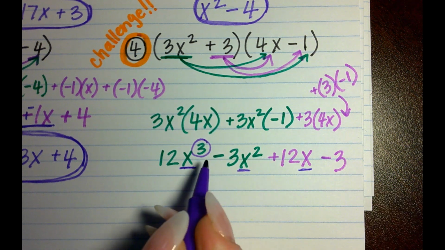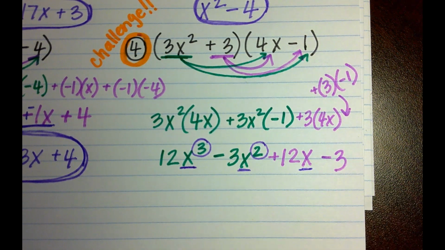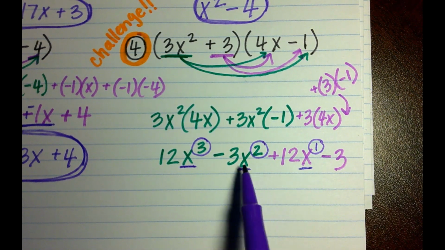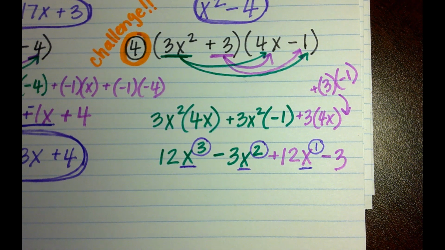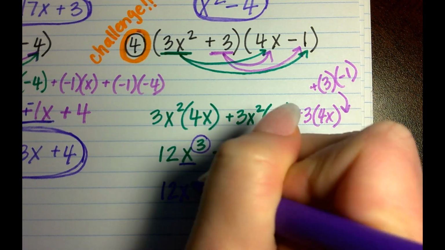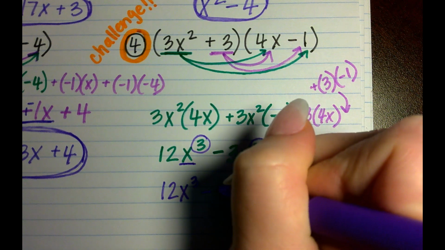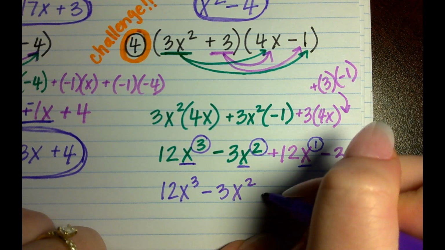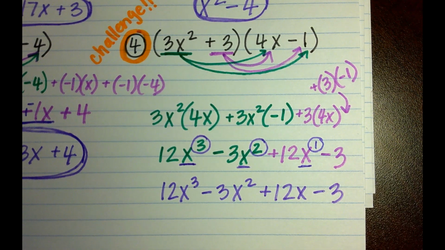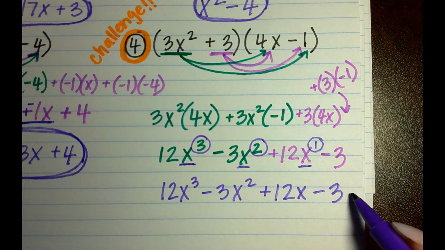So I have a 3 here. I have a 2 here. This would be a 1 here. None of those are the same. So we actually don't have any like terms here, and we are done. This would already be the answer. So I'm just going to rewrite it under there without all that extra writing and circle it. So 12x to the third power minus 3x to the second power plus 12x minus 3. Now, I have a super challenge question for you guys.